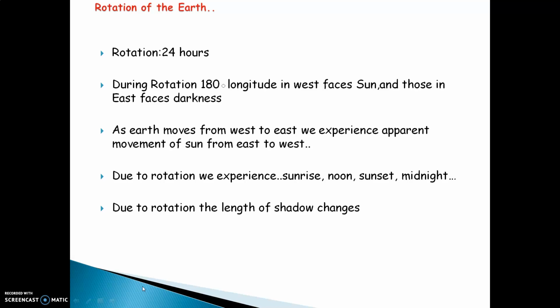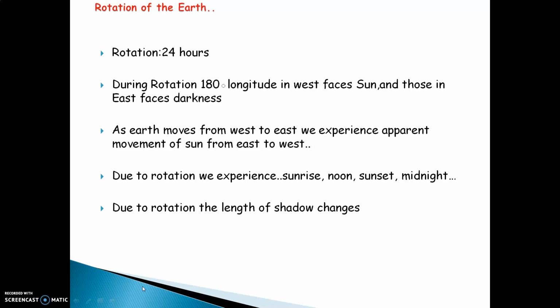face the darkness. This is how the rotation of the Earth takes place, and all the longitudes, that is 360 longitudes, face the sun in a day. One time it is half, that is 180 longitudes, and next time it is the next 180, both comprising 360 longitudes, both facing the sun in a day.